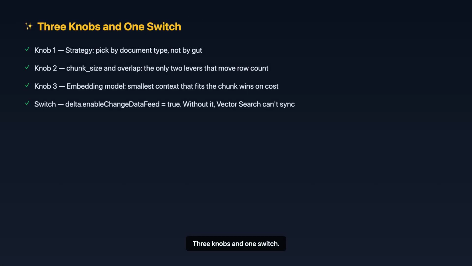3 knobs and 1 switch. Knob 1 is strategy, picked by document type, not by gut feel. Knob 2 is chunk_size and overlap, the only two levers that actually move the row count. Knob 3 is the embedding model, where the smallest context that fits your chunk wins on cost and latency. And the switch, delta.enable change data feed equals true. Without it, vector search can't sync.